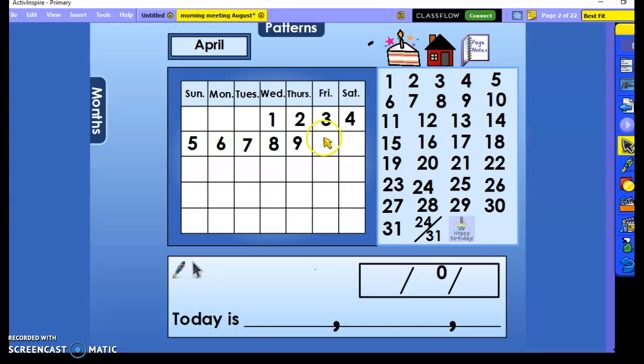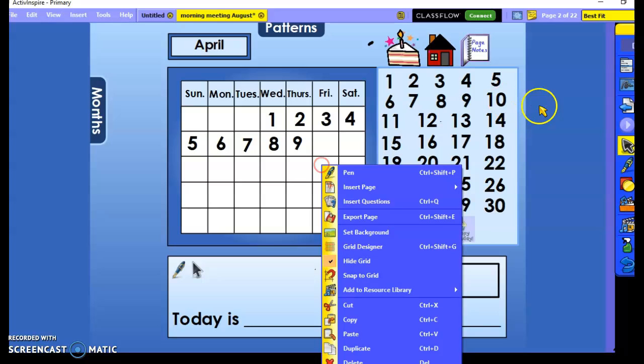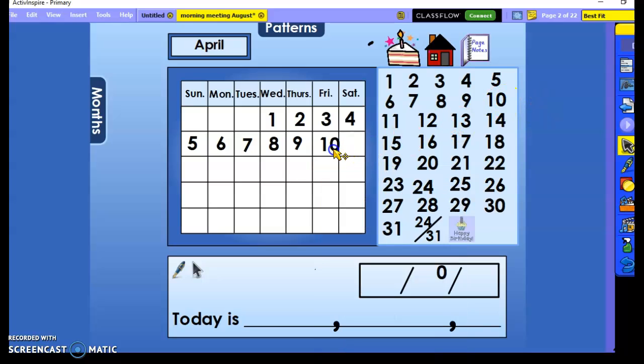So if yesterday was the 9th, what comes after 9? 10. Today it is the 10th. So we say it is Friday, April 10th, 2020.